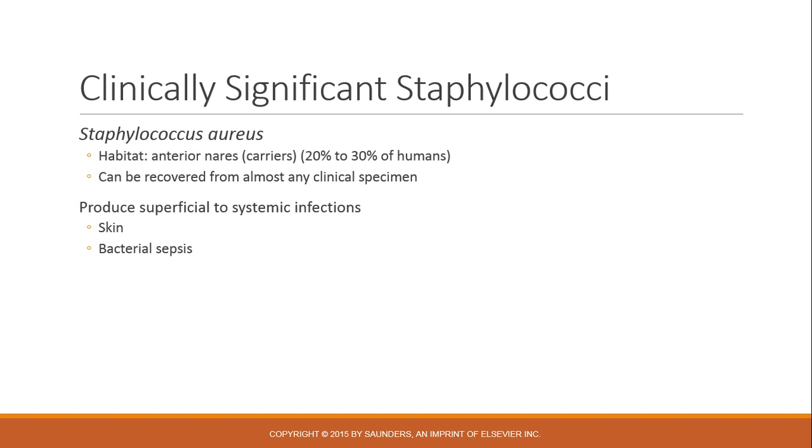It usually produces skin and soft tissue infections, but it can also lead to systemic infection. So it might start as a localized infection like a bed sore, but then penetrate deeper tissues, get into the bloodstream, and travel to whatever organ. Once they get in the bloodstream, they have access to any organ. They can cross the blood-brain barrier and get into the central nervous system. It can really do anything. So skin, bacterial sepsis.